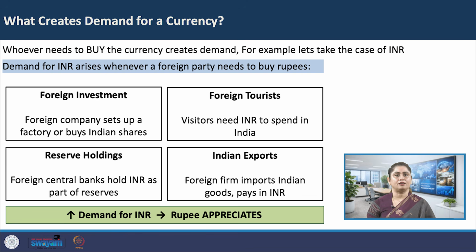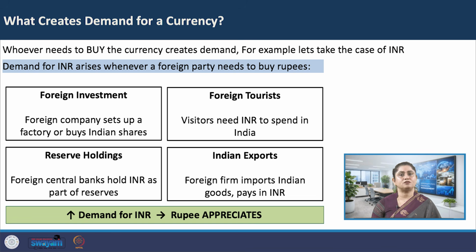Now let us understand what creates the demand for a currency. Demand for a currency arises whenever someone needs to buy that currency. Think about all the situations in which people and institutions around the world need to buy Indian rupees. For example, a foreign company wants to invest in India. Perhaps it wants to set up a factory or buy shares in the Indian stock market. To do so, it must first buy rupees.